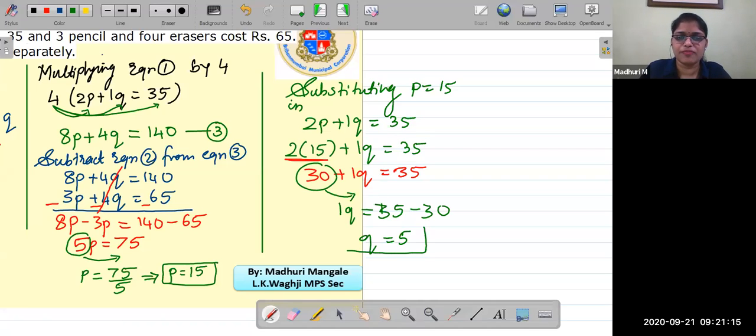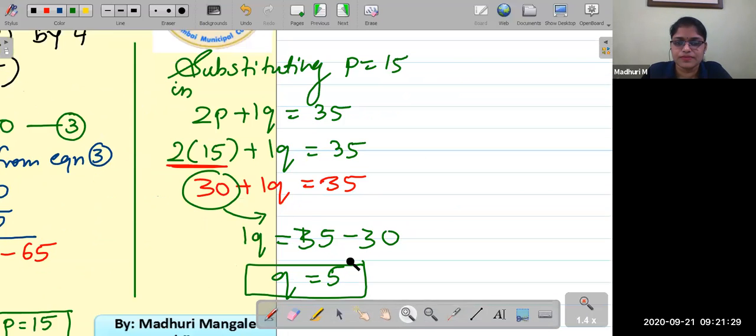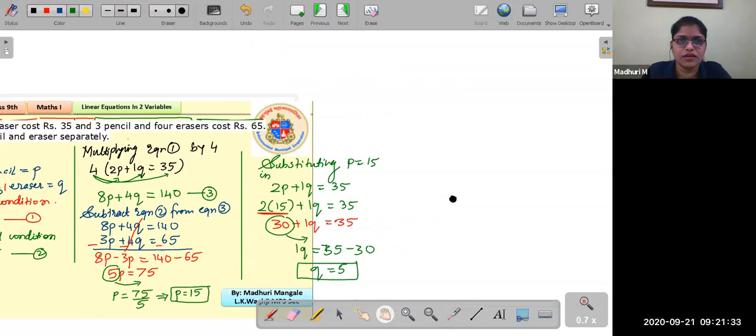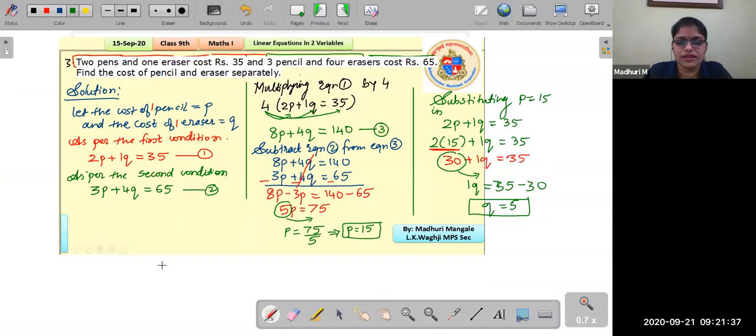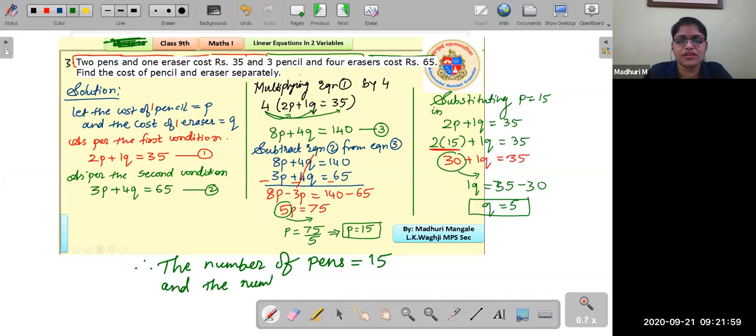So we have got the number of pens to be 15 and the number of erasers to be 5, right? We need to conclude it. So how do we write the final answer? Let us look at the whole problem in one go. The final answer can be written as, therefore, the number of pens equals 15, and the number of erasers equals 5. With that, we finish this problem.